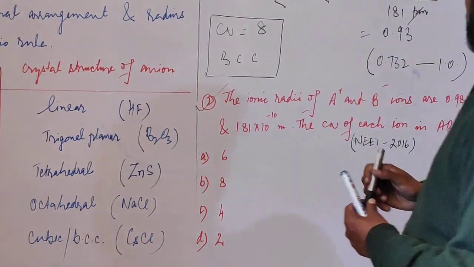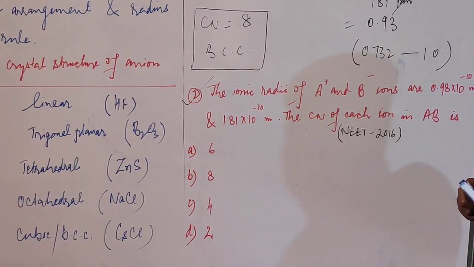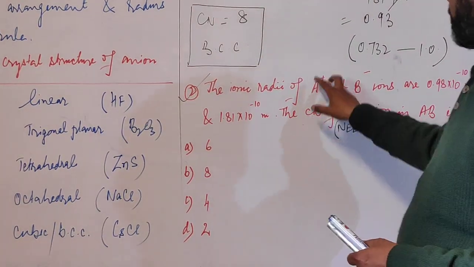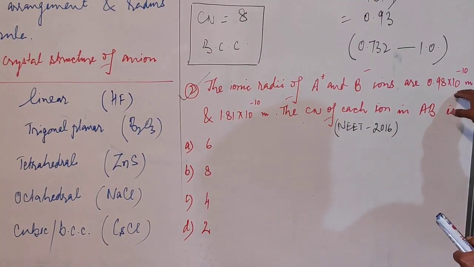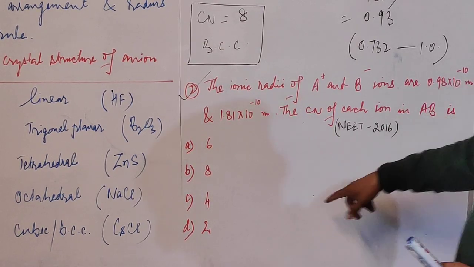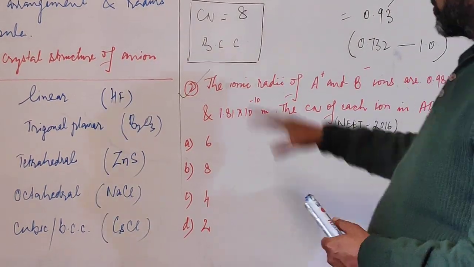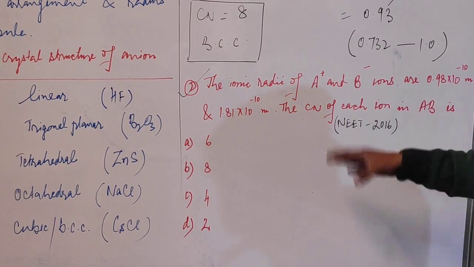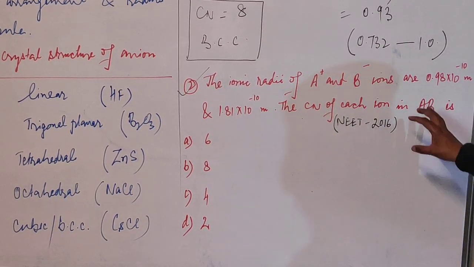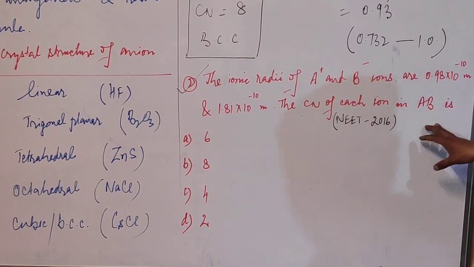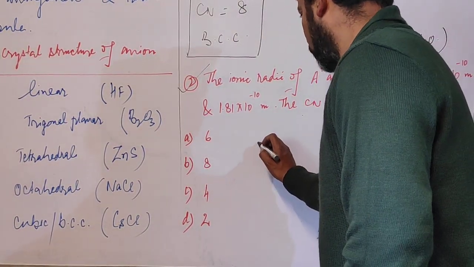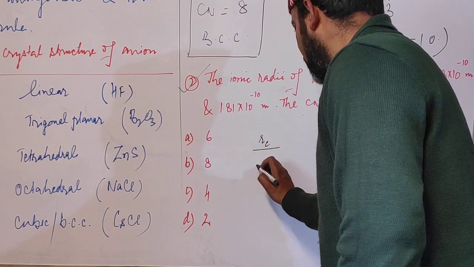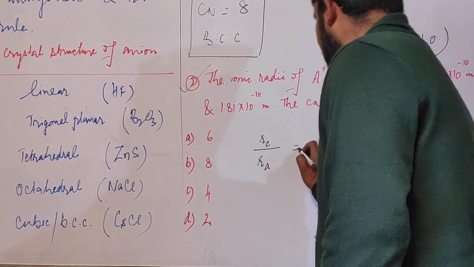Students, this question was asked in NEET 2016 exam. The ionic radii of A positive ion, B negative ions are given 0.98 into 10 raised to power minus 10 meter and 1.81 into 10 raised to power minus 10 meter. The coordination number of each ion in this crystal AB is. Now again students, we will find radius ratio. And what is radius ratio? Ratio of radius of cation to anion.